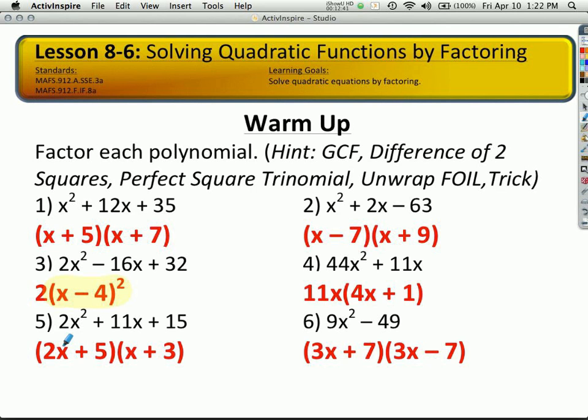Chanel? 4. 5, you really needed to use the trick because nothing else could be done. Remember, the trick is supposed to be your last resort. You're supposed to be able to recognize everything else. GCF is supposed to be first before anything else. So for example, sticking with number 3, 2, negative 16, 32. Instantly you recognize that they have a common factor of 2.